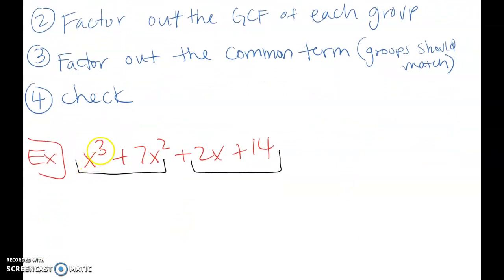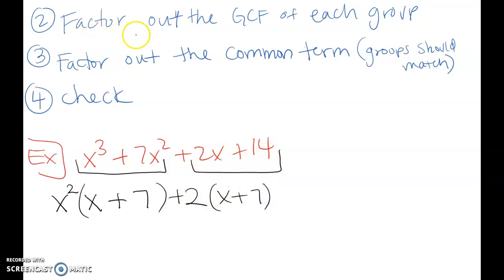So if you look at x cubed and 7x squared, this one has an x squared in common. So I'm going to be left with x cubed divided by x squared is x, 7x squared divided by x squared is 7. Now for this one here, 2x and 14, both of them have a 2 in common, and I'm left with x plus 7. So step 2 is to factor out the GCF of each group, which is what I did.